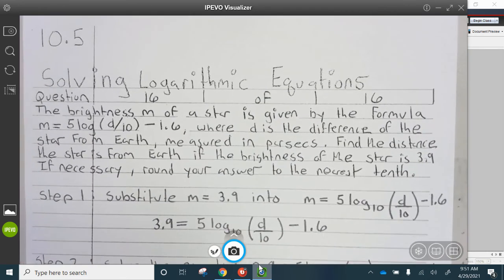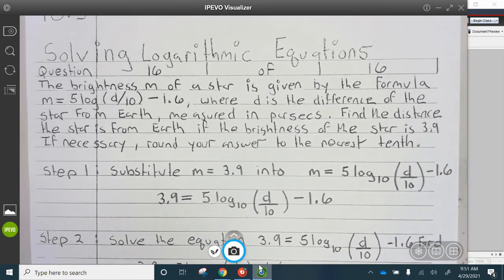All right, question 16 of 16. The brightness M of a star is given by the formula M equals 5 log of D divided by 10 minus 1.6, where D is the distance of the star from Earth measured in parsecs. Find the distance of the star from Earth if the brightness of the star is 3.9. If necessary, round your answer to the nearest tenth.